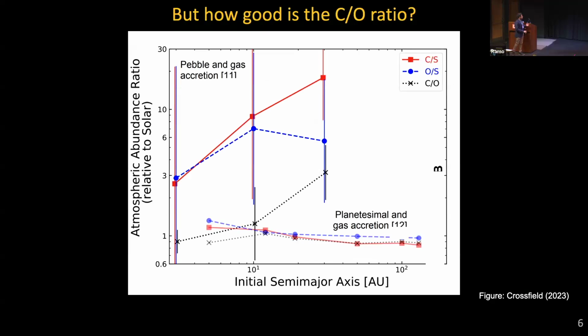So here's a plot from Ian Crossfield's 2023 paper, which shows the distance from the host star, the semi-major axis, on the x-axis and the various atmospheric abundance ratios, carbon to sulfur, oxygen to sulfur, and C/O, relative to the solar values for two different formation mechanisms. One is pebble accretion followed by gas accretion, and the other is planetesimal accretion followed by gas accretion.